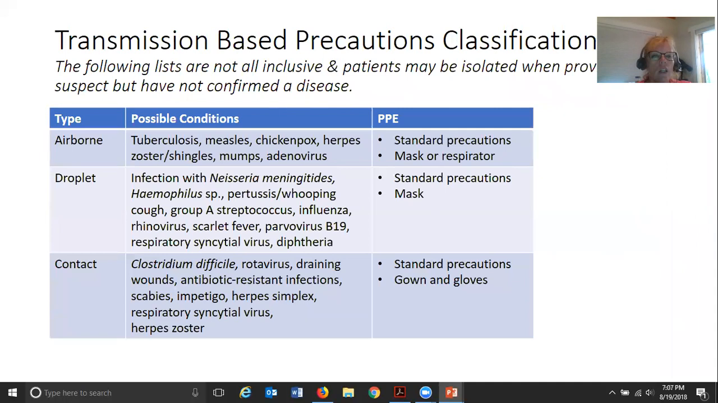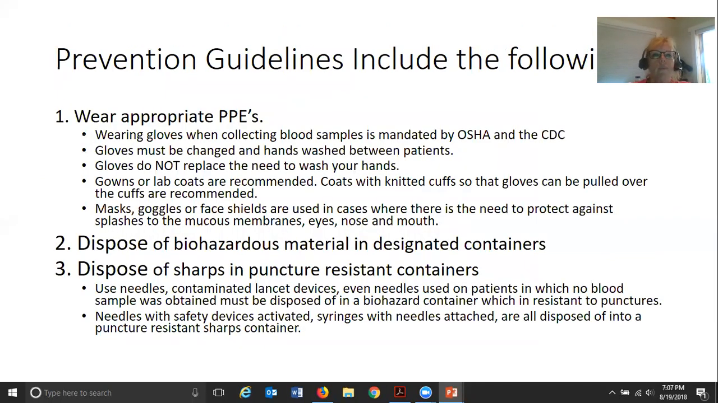Contact isolation, a lot of these come into play with the draining wounds, with people with Clostridium difficile, which causes a diarrhea, herpes simplex, impetigo. If you don't know what impetigo is, look it up. RSV, herpes zoster, which causes shingles. Again, we use standard precautions, including gloves and gown.